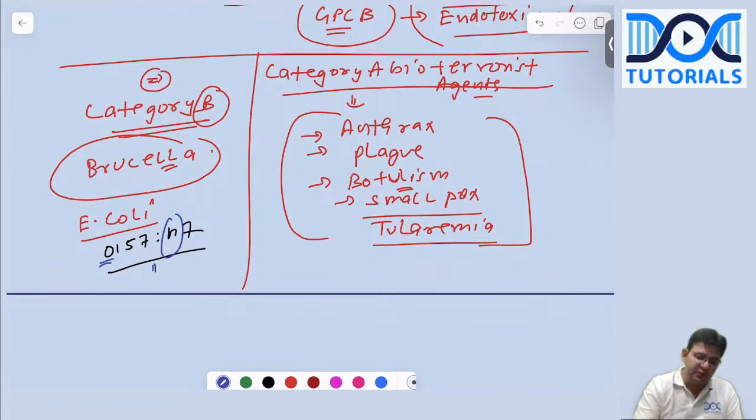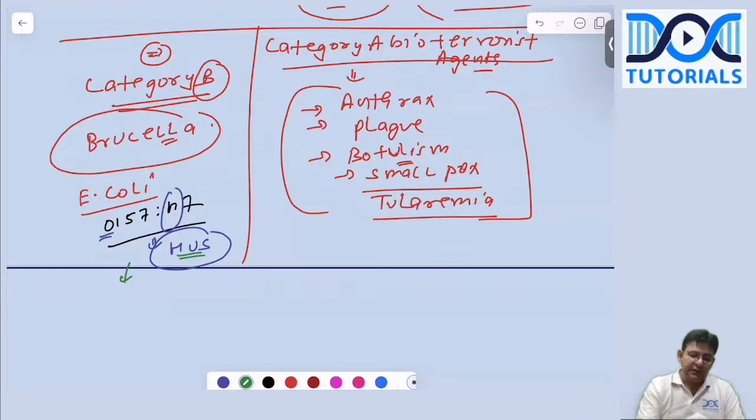And this leads to what in children? HUS, very right. Category C is Nipah, Hanta, and SARS-CoV. Those are emerging ones, that is category C. E. coli O157:H7 is in category B, and it leads to HUS. Culture media is being asked: SMAC, rainbow agar.